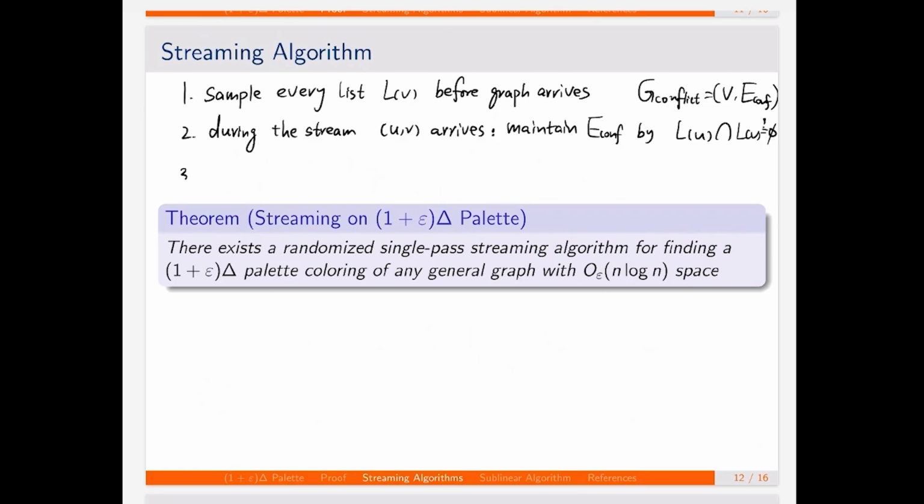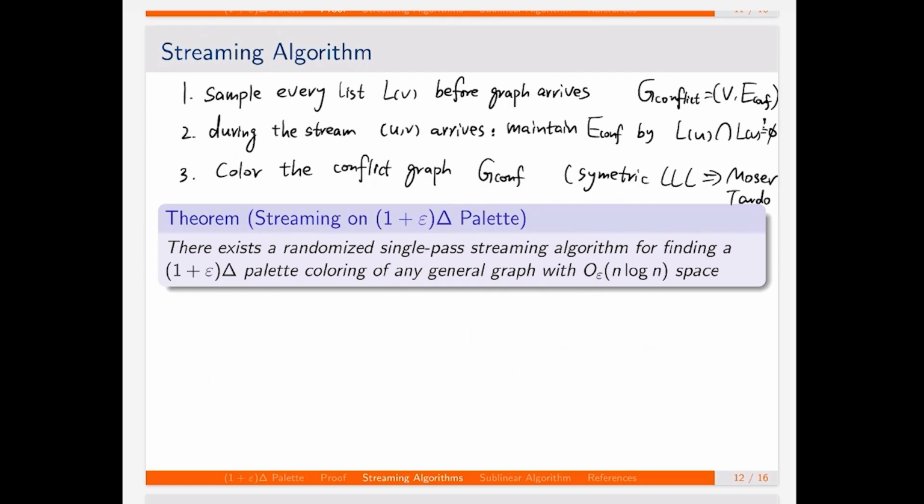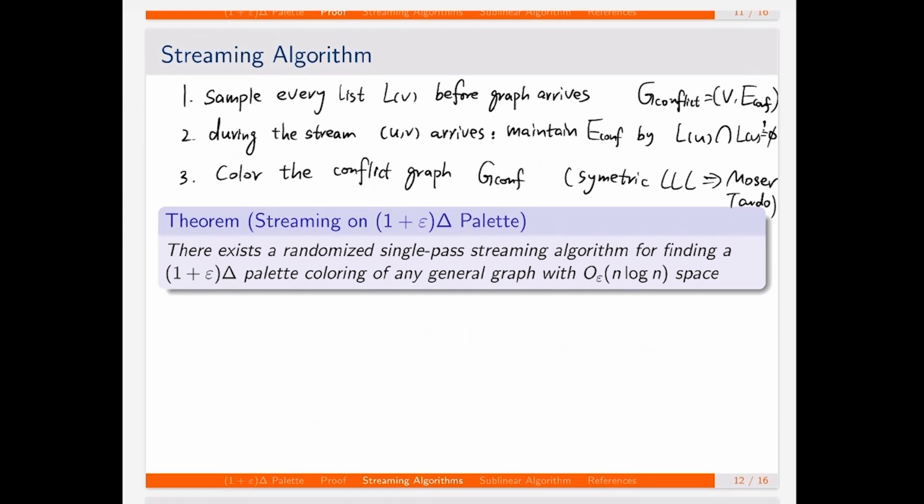Then the last step is just to color the conflict graph, G_conflict. This last step can be done with the symmetric Lovász local lemma or so. You can use Moser-Tardos' algorithm, the algorithmic Lovász local lemma, and this should run in time proportional to the number of edges here. So what remains to be shown is that the space needed for this algorithm is n log n.